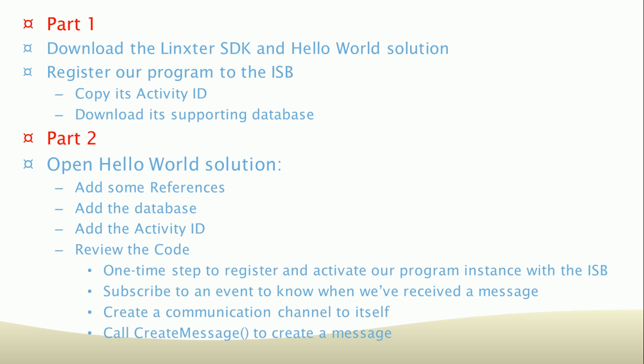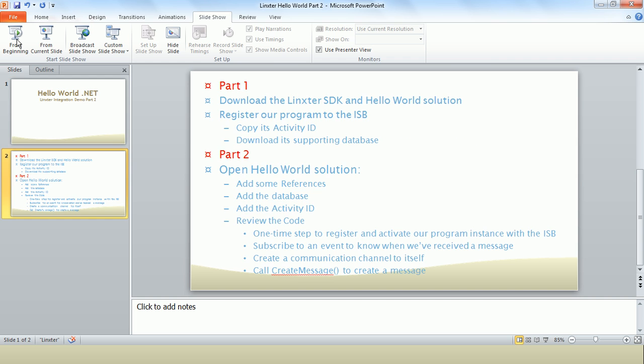We're going to review the code and look at the one-time step for registering and activating the program instance. We'll look at the event we subscribe to know when we've received a message, how to create a communication channel, and how to call create message. So let's dive right into this.